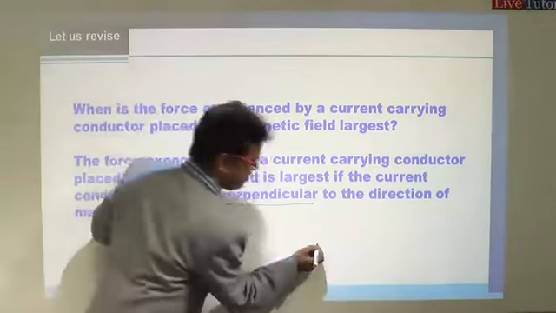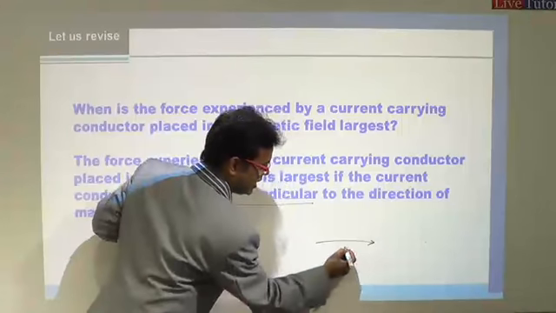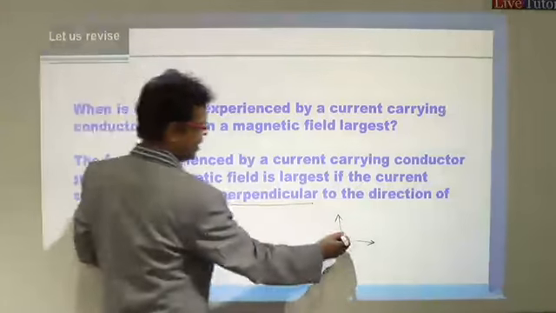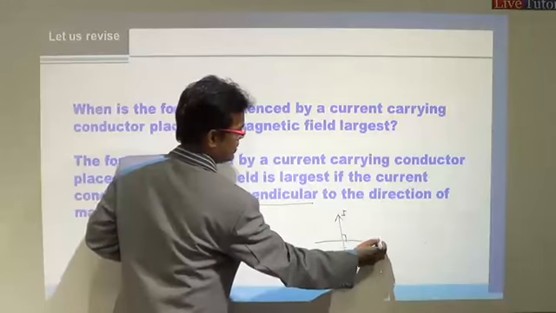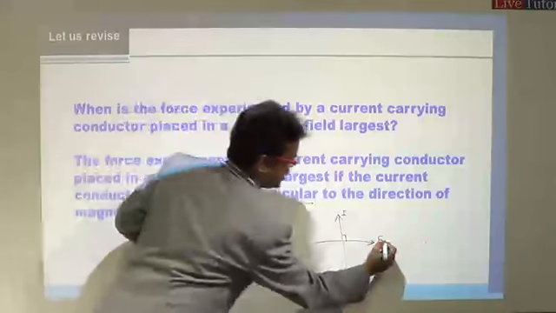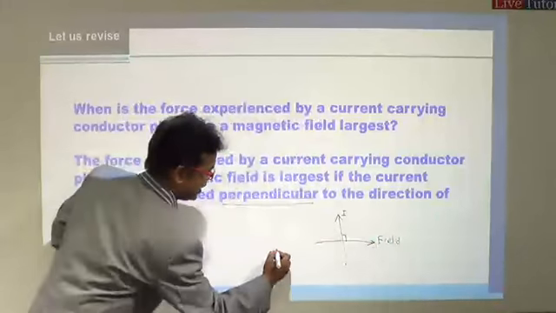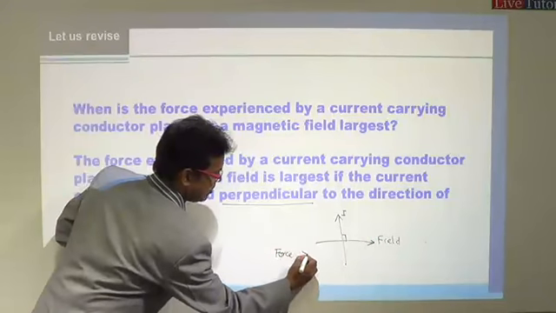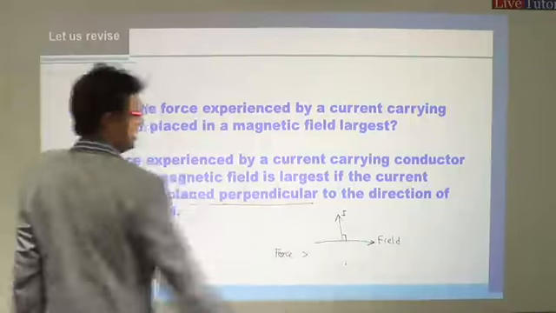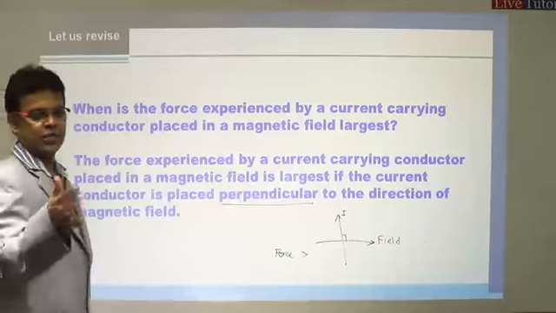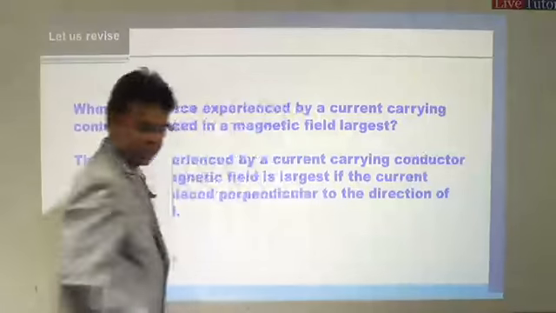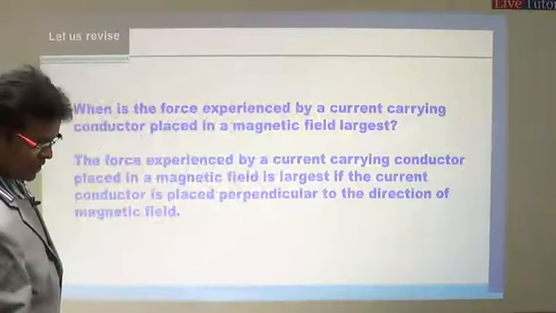That is, the direction of current should be like this, or the magnetic field should be like this. When they are perpendicular, this is field, this is current, so the force is maximum. The diagram you have to remember, that's all. So the conductor should be placed perpendicular to the direction of magnetic field, so that the force experienced by it will be maximum. Next.